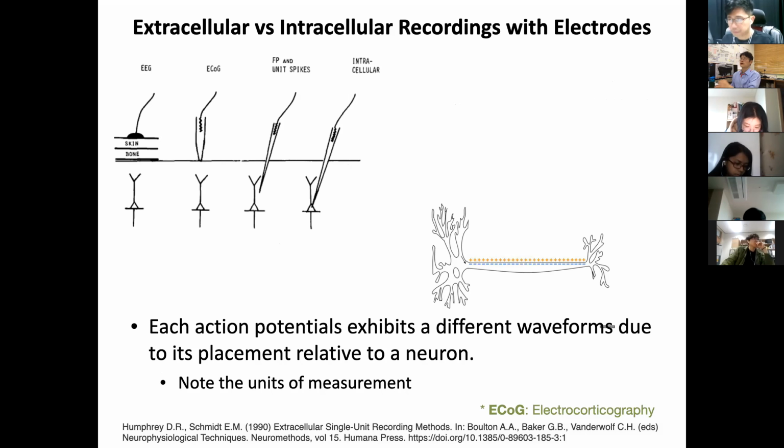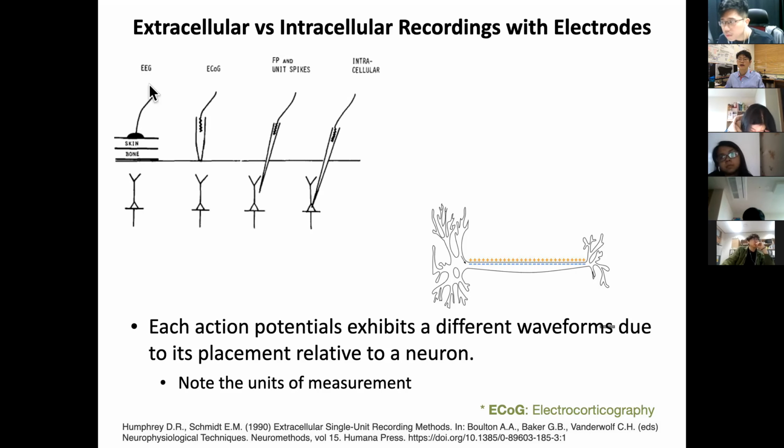Okay. So let's talk about extracellular and intracellular recording with electrodes. First, EEG. Electroencephalography is putting an electrode on top of your scalp. So that's skin through bone, and let's say there are neurons of interest. This is how we measure with the EEG.